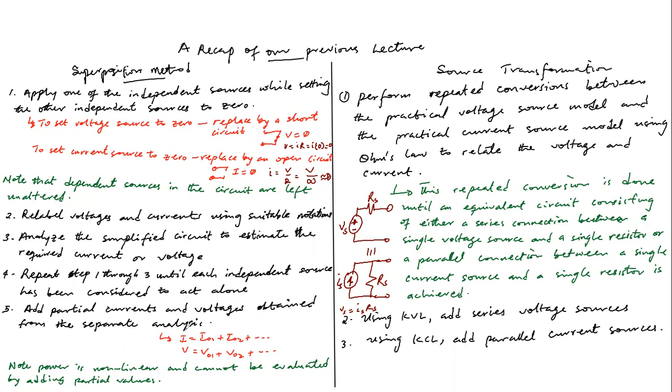Afterwards, we add the partial values of the current or the voltage, depending on the quantity we are meant to investigate in the circuit. And we also established that power is a nonlinear quantity, and as such cannot be evaluated by adding partial values of currents or voltages. Hence, it is the resultant values that can be used to establish or resolve the power value.